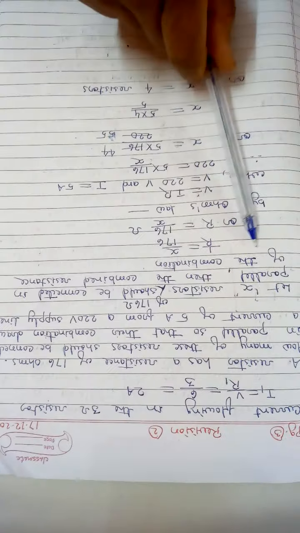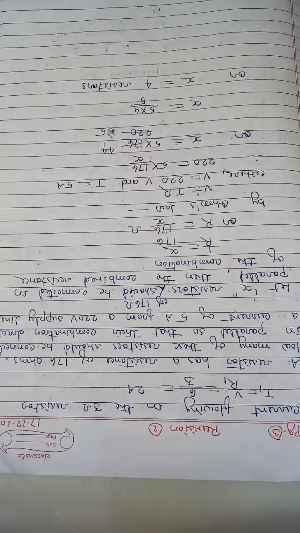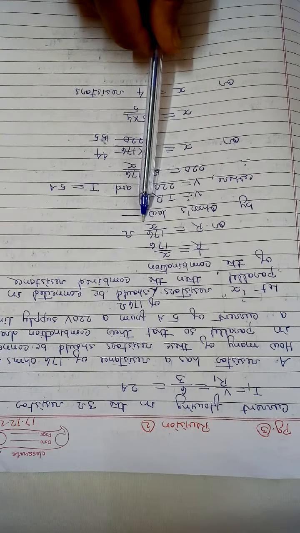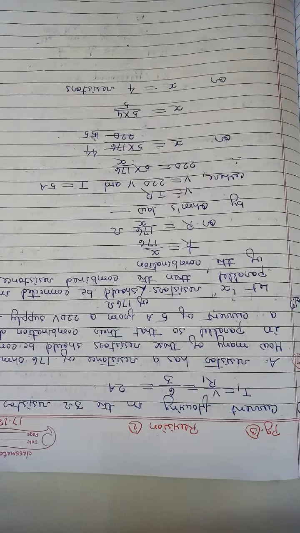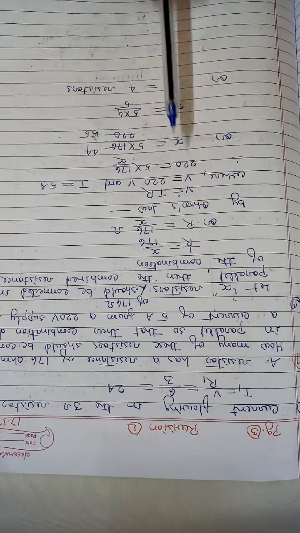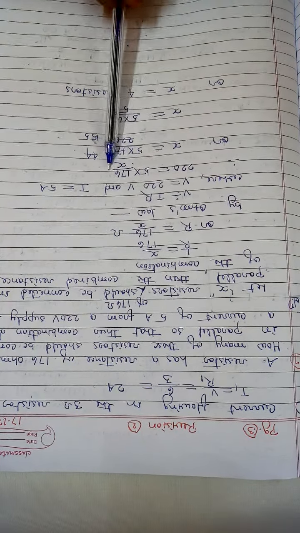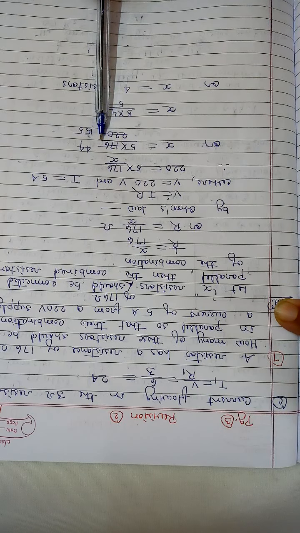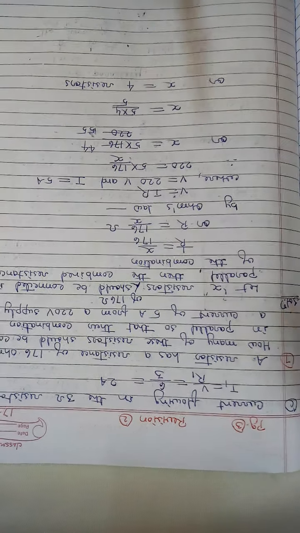Then the combined resistance of the combination will be given by 1 upon R equals X upon 176, or R equals 176 upon X ohms. By Ohm's law, V equals IR, where V equals 220 volt and I equals 5 ampere. By substituting the values, we get 220 equals 5 into 176 whole upon X, or X equals 5 into 176 upon 220, which gives the value of X as 4 resistors.